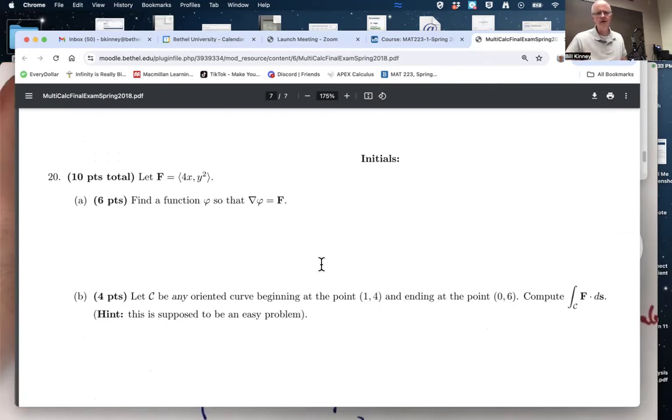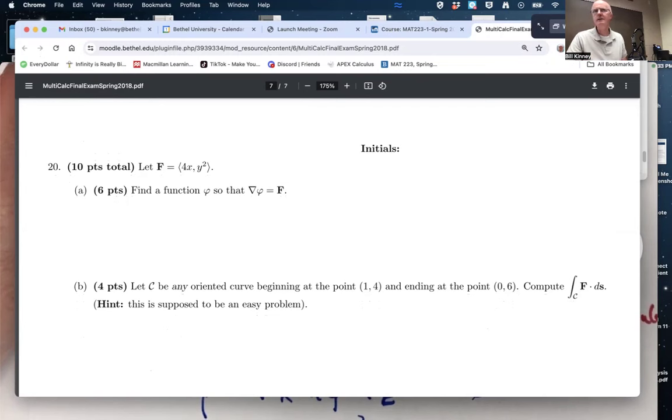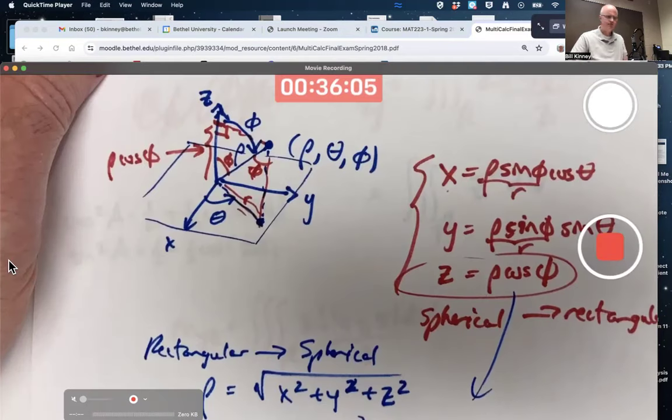Number 20 here is actually a fairly simple problem. It might not seem simple when you look at it, but it's fairly simple. Part A says find a function phi such that its gradient is f. First of all, how do you know there is such a function phi?